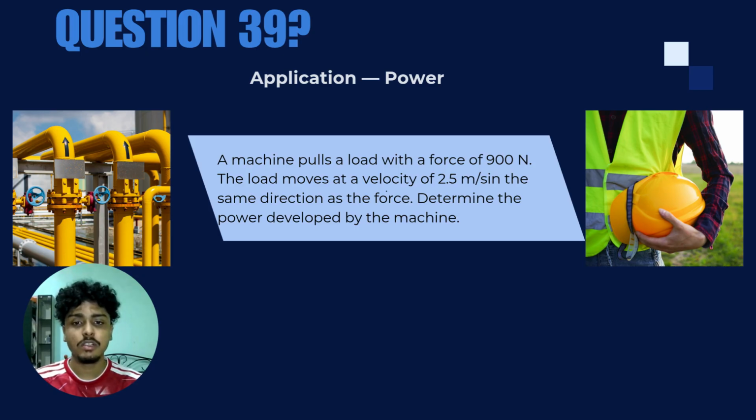Question 39. A machine pulls a load with a force of 900 Newtons. The load moves at a velocity of 2.5 meters per second in the same direction as the force. Determine the power developed by the machine.